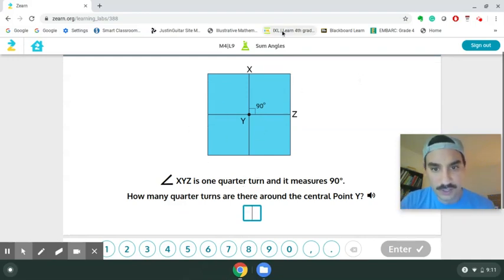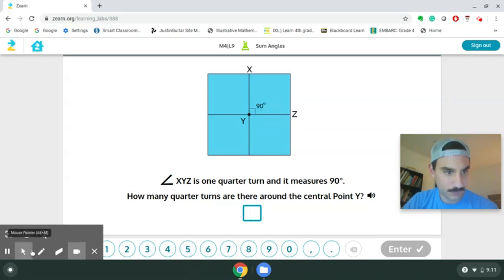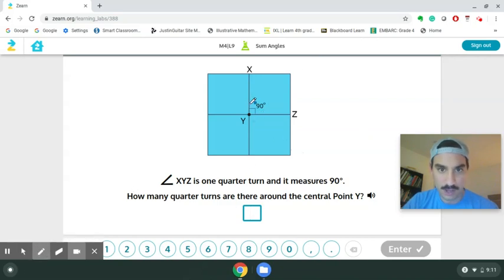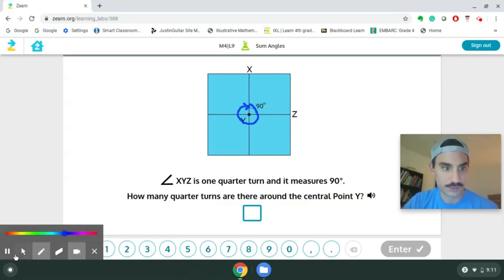How many quarter turns are there around the central point Y? The central point Y. All right, well, I want to know how many total this would be if I went all the way around it. How many quarter turns would there be?